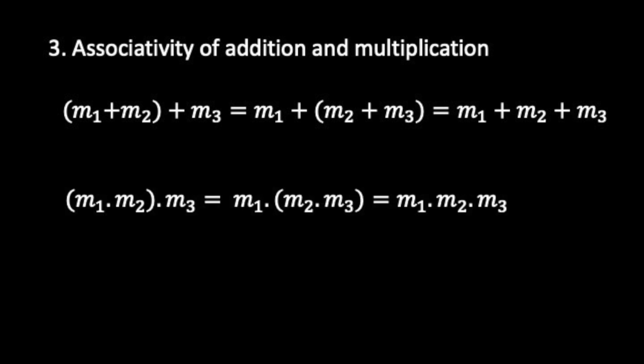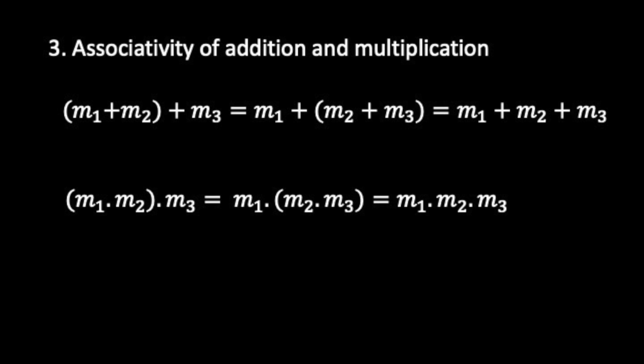Similarly, the multiplication of three metacomplex numbers M1, M2, and M3 yields the same result, whether we first multiply M1 by M2 and then multiply the result by M3, or multiply M1 by the first computed result of the product of M2 and M3. Here too, the brackets can be omitted. Therefore, addition and multiplication are said to be associative in the set of metacomplex numbers.